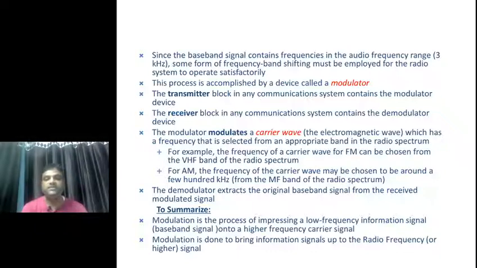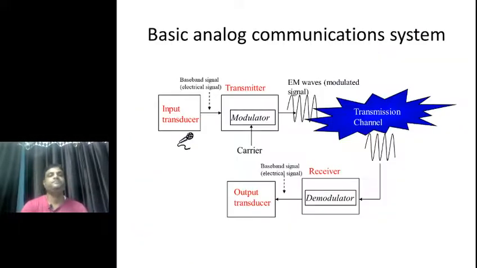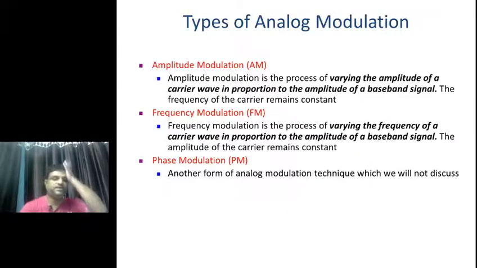So modulation is a process of impressing a low frequency information signal onto a higher frequency carrier signal. Modulation is done to bring the information signal up to a radio frequency signal. Again, it is the simple basic building block, which I already explained in lecture 1: input transducer, then modulator, and then channel, after that demodulation and output device.